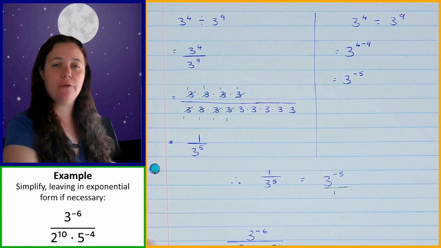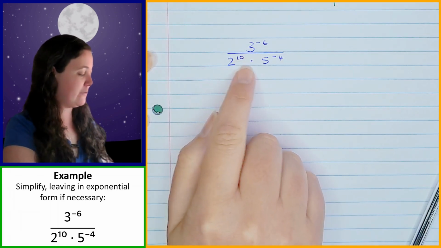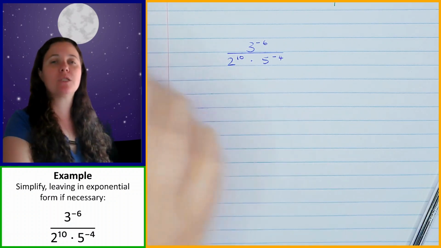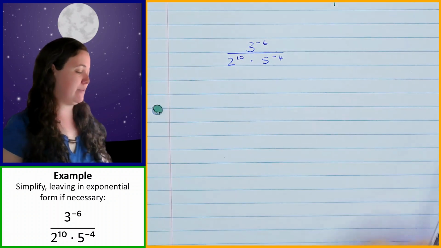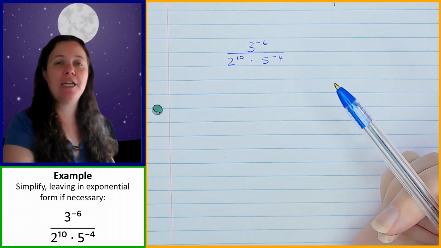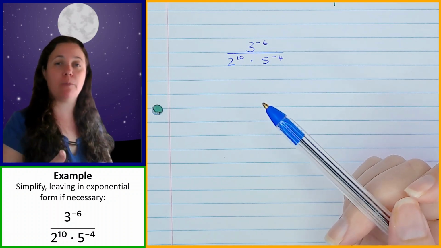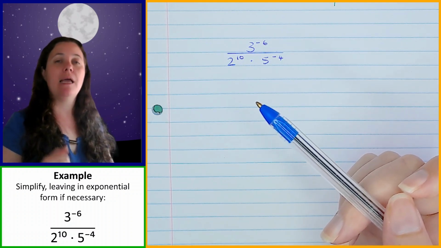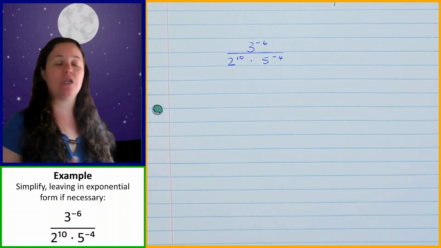Okay, so here I've got my question. We've got 3 to the power of negative 6 over 2 to the power of 10 times 5 to the power of negative 4. So in this question, all we're doing is practicing moving things so that they have positive exponents. So we said in order to change something to have a positive exponent, we need to move it up or down. If it's at the top of the fraction, we move it down to the bottom. If it's at the bottom of the fraction, we move it up to the top. And when we move it, the exponent is going to change sign.